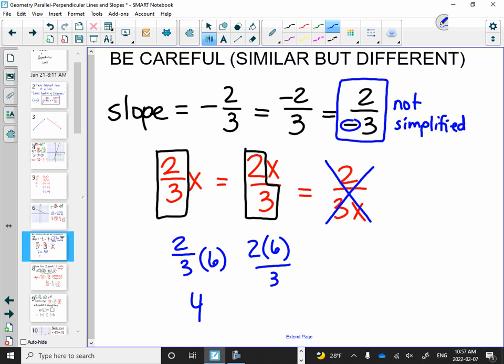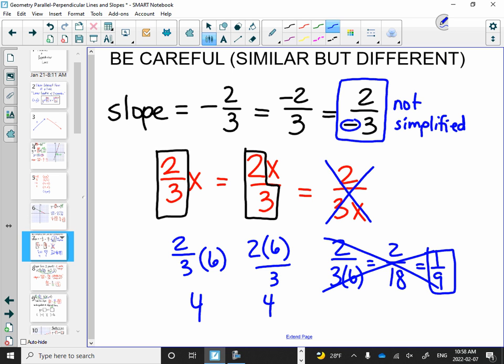Doesn't this say 2 times 6? 12 divided by 3, which is 4. Okay? If I did it over here, this says 3 times 6, which is 18. And is 2/18 the same as 4? No. Okay? That's why this way doesn't work out. The x can be to the side, it can be on top, it cannot be on bottom. All right? So just some clarification things there.